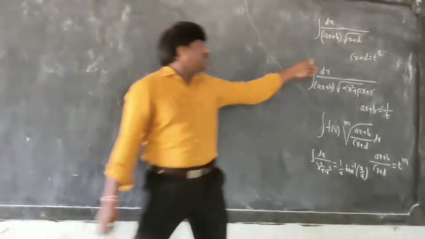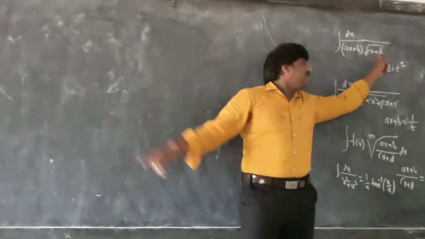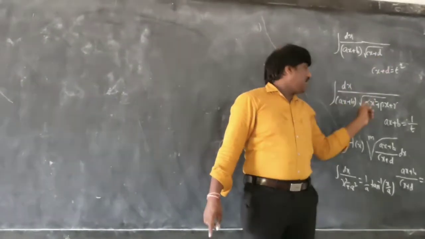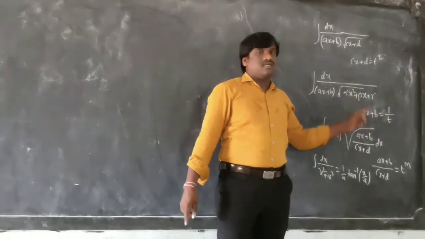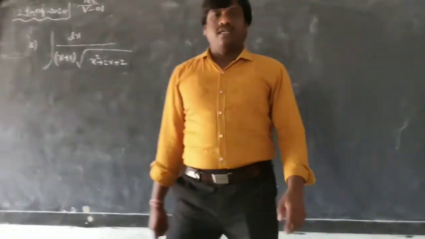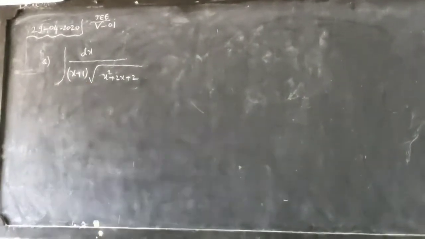In the previous question we solved linear under root linear. I explained linear under root linear. Now I am explaining linear under root quadratic. Now this question is linear under root quadratic. Let's see here, linear under root quadratic, we have to solve.